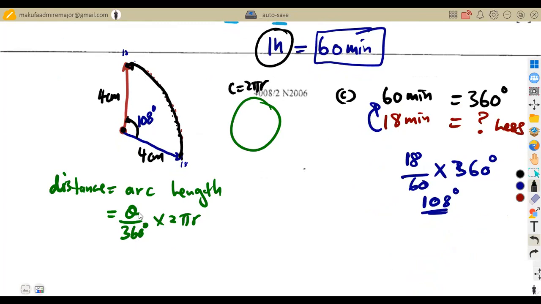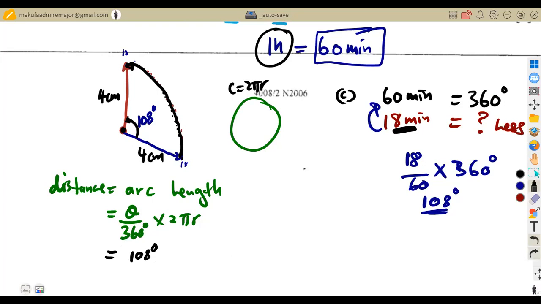So theta over 360 is a portion that was taken. It's a piece that we take from the 360 degrees. We just took 108 degrees, a portion taken from our complete circle to get our arc length. So this is going to give us our theta, which is the angle that was covered. In 18 minutes, the angle corresponds to 108 degrees.